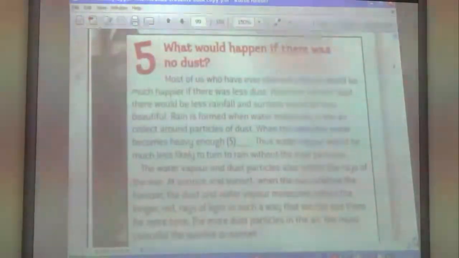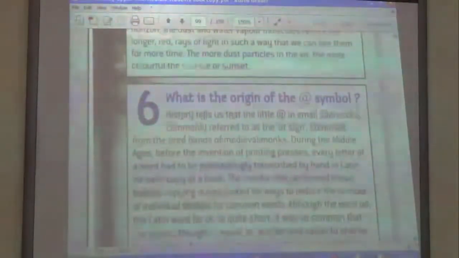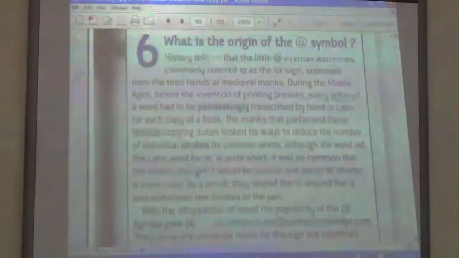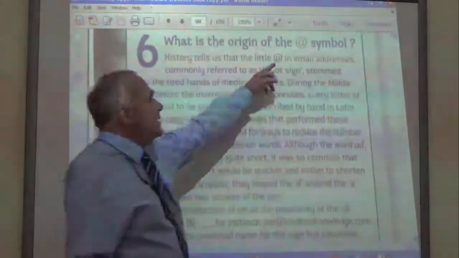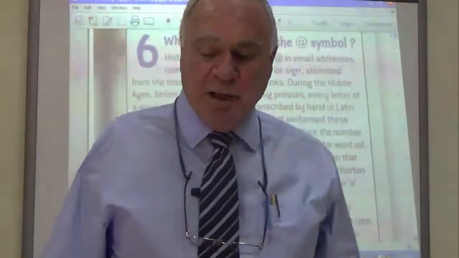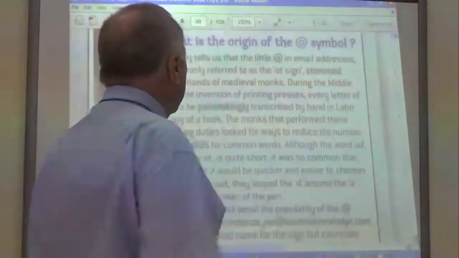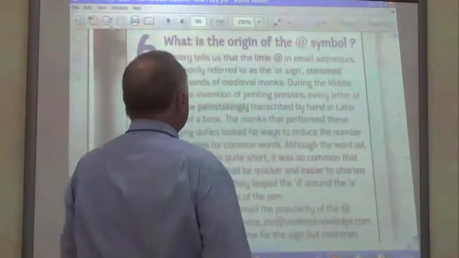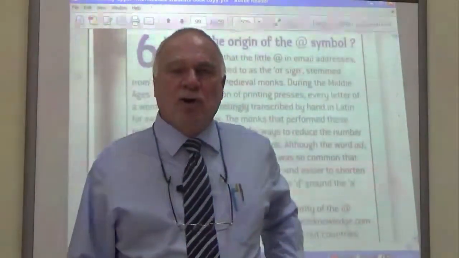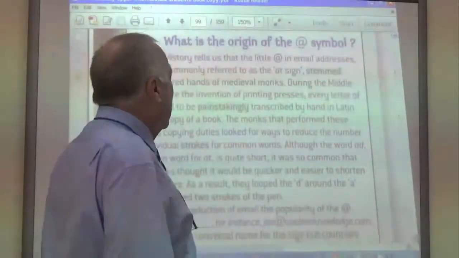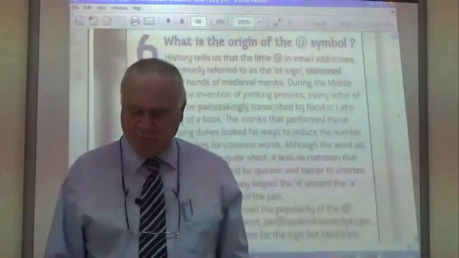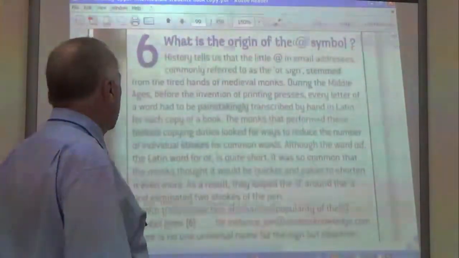Now, let's look at something completely different. What's that? Monty Python's? What is the origin of the @ symbol? You've all seen that one. If you've ever written an email or received an email, you will have seen the @ symbol. It is somebody's name at gmail.com or at yahoo.com or at hotmail.com. But where does that come from? Have you ever wondered? Let us have a look.